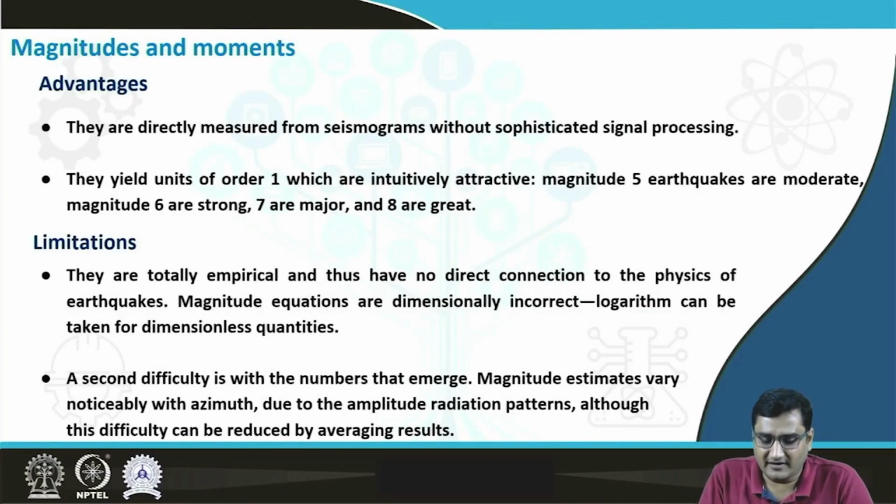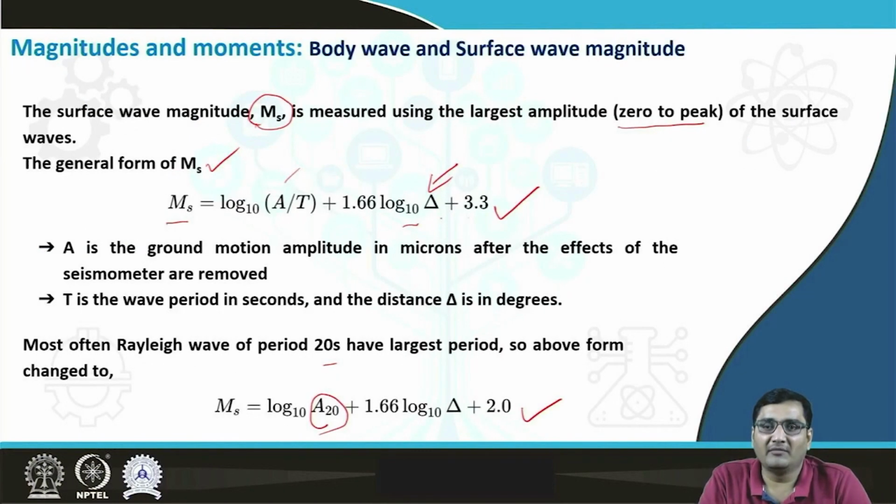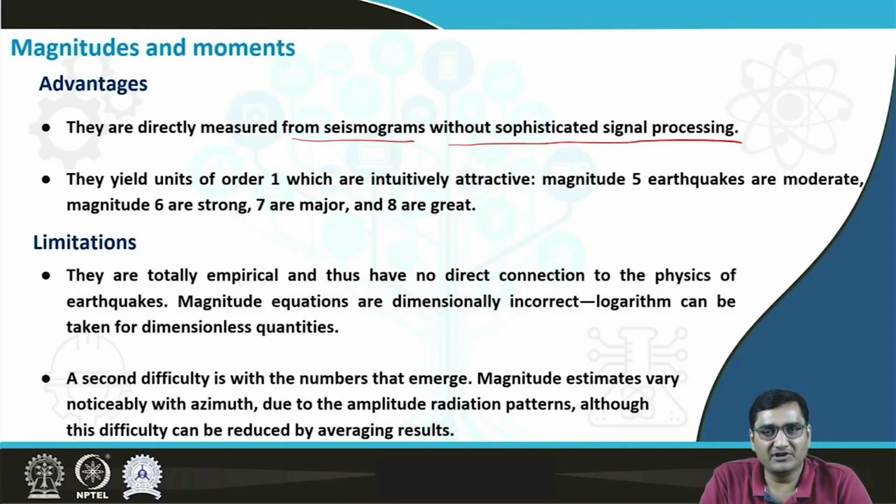There are certain advantages and certain limitations of the magnitude scales that we discussed so far. We have discussed the Richter magnitude scale, the local magnitude scale, the body wave magnitude scale, and the surface wave magnitude scale. The advantages are that they are directly measured from a seismogram without sophisticated signal processing. As you can see, for these magnitude scales, we depended mostly on the amplitude and the time period, and we did not have to do any sophisticated signal processing. So these are directly measured from a seismogram.